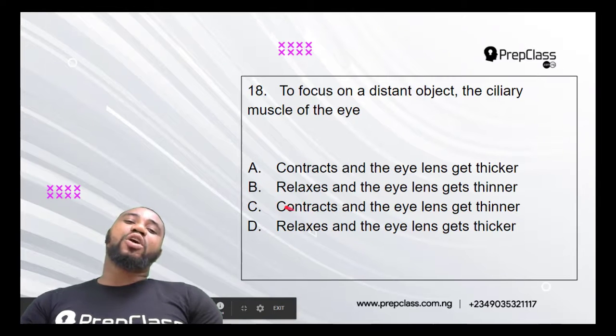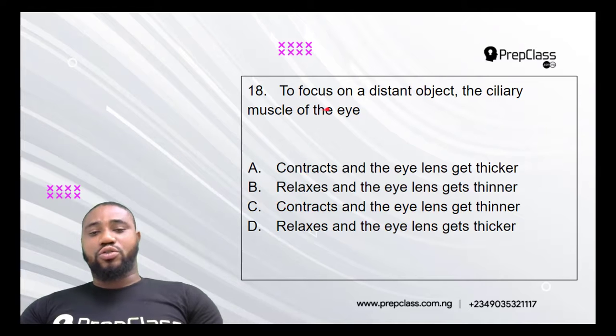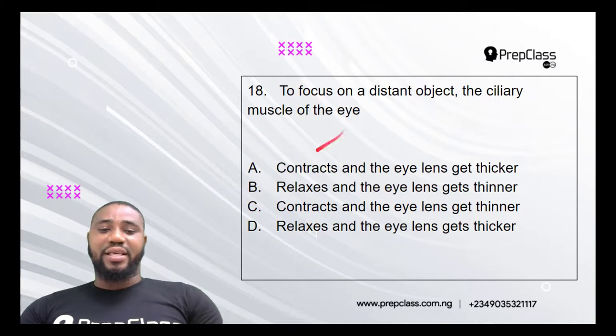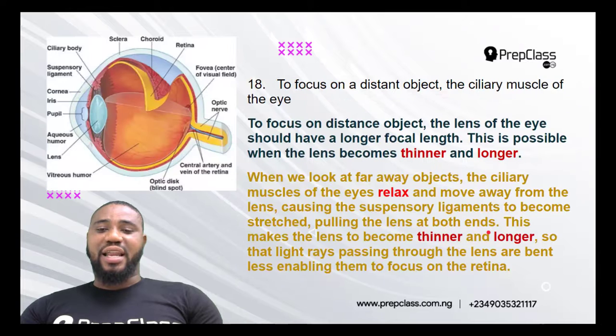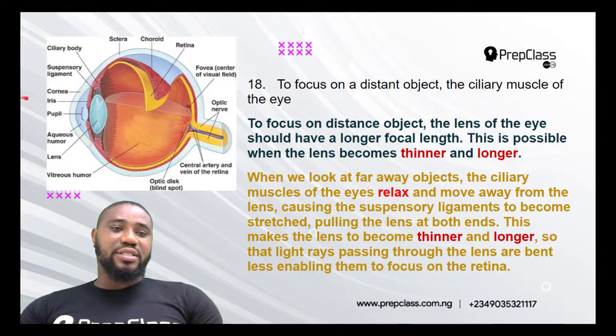Okay, question number 18 says, to focus on a distant object, the ciliary muscle of the eye: A, contracts and the eye lens gets thicker; B, relaxes and the eye lens gets thinner; C, contracts and the eye lens gets thinner; D, relaxes and the eye lens gets thicker. Let us see. Now, this is the eye.